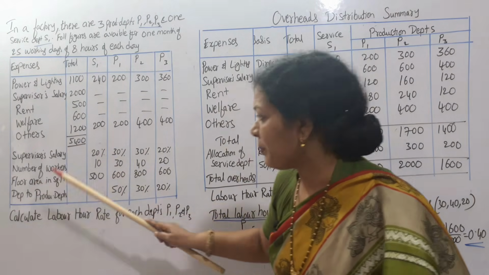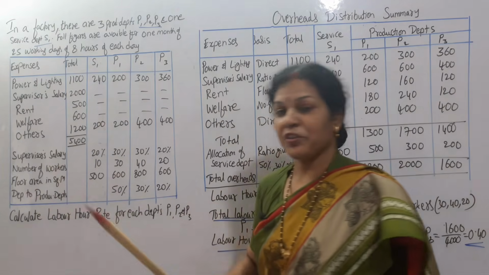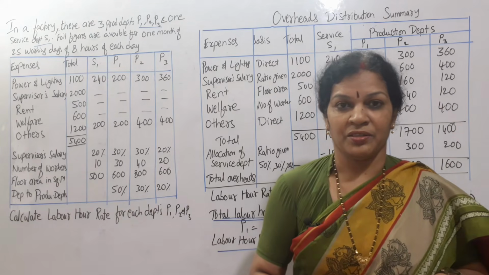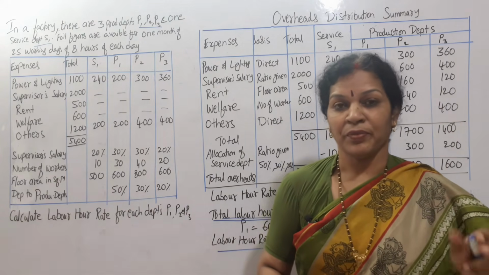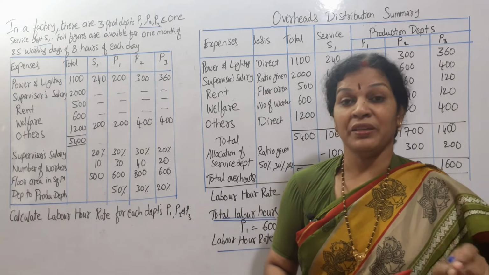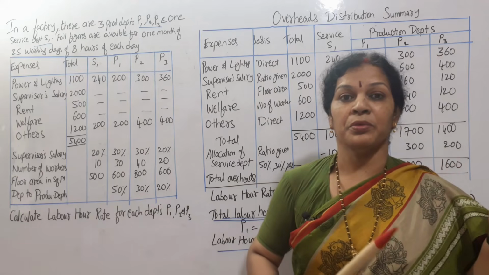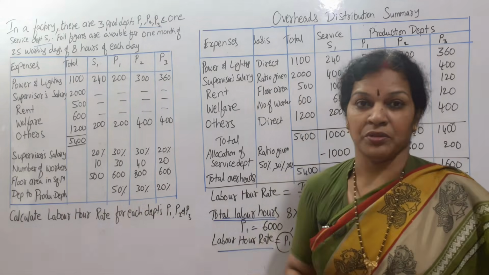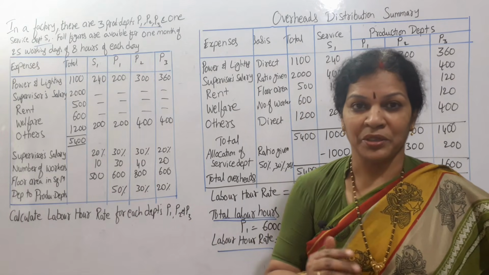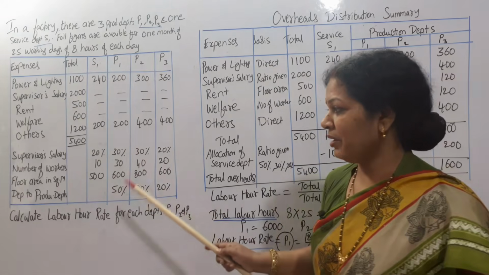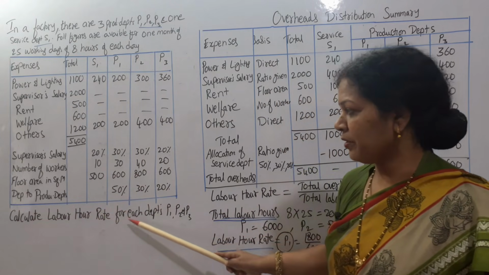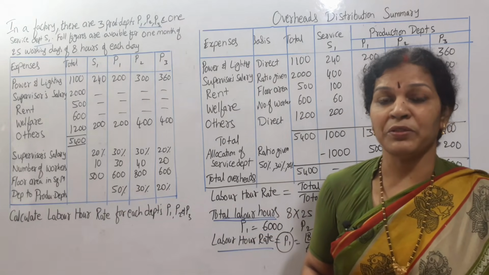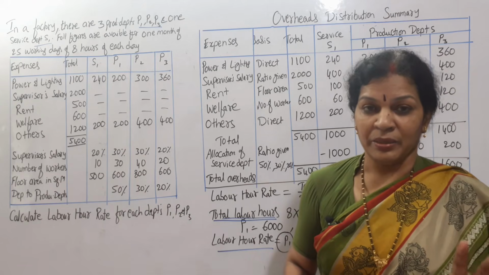Next one, production department. When we calculate the total expenses, whatever we get for the service department, we are going to distribute to the production departments in this ratio. While working out the problem you will have more clarity anyway. So calculate the labor hour rate for each department P1, P2 and P3. Only for production departments we are going to calculate the labor hour rate.